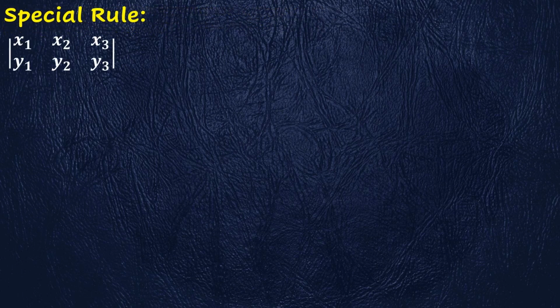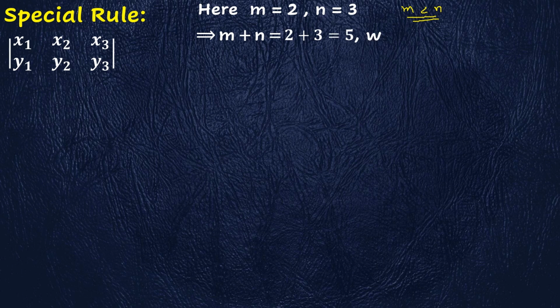Now we apply this special rule to our 2 cross 3 determinant to convert it into a square determinant. Here number of rows is equal to 2 and number of columns is equal to 3. That is, m is less than n, therefore first condition is satisfied. Also note that m plus n is equal to 5, which is odd. Therefore, the second condition is also satisfied.